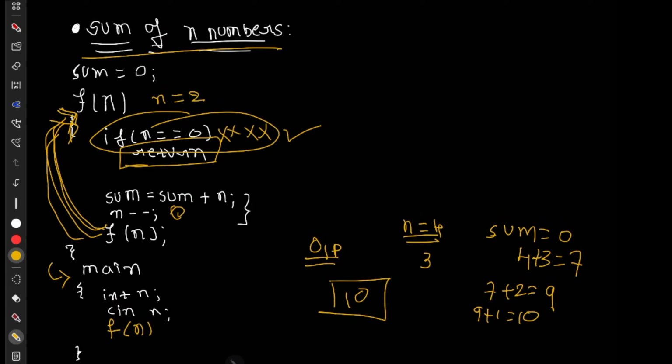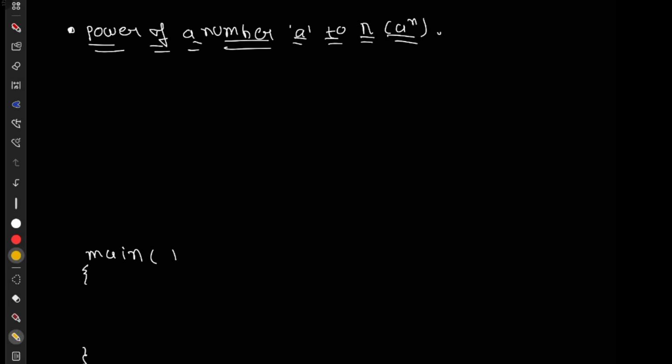Let's go towards the next question. The third question is the power of a number, a to the power n. It means if the user gives in input the value of a is equal to 3 and the value of n is equal to 2, then in output we should return 3 raised to 2. If the user gives the value of a is equal to 5 and n is equal to 4, we should give 5 raised to 4.